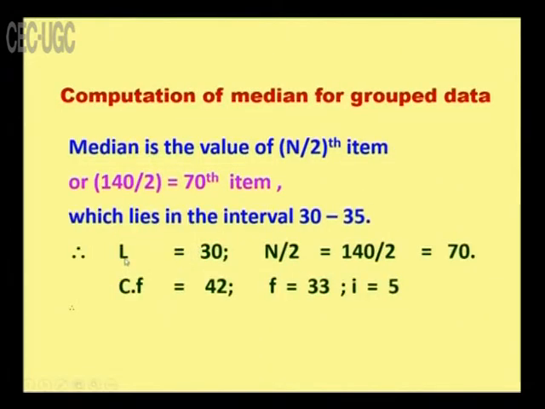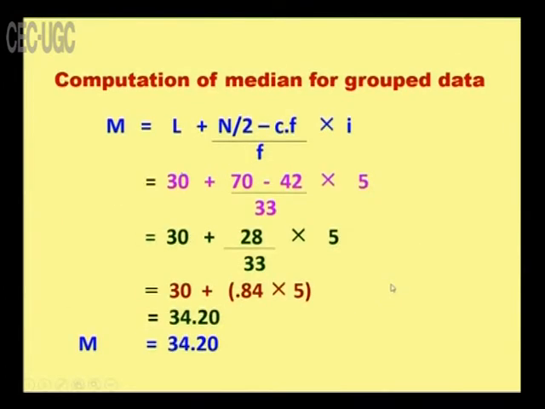Now, L is 30, and n by 2 is 140 by 2, that is equal to 70, and the cumulative frequency is 42, f is 32, and I, that is the class interval, is equal to 5. And now let us fit all these values into the formula. The median is equal to L plus (n by 2 minus Cf) by f into I, and by putting all the values, we get 34.20.